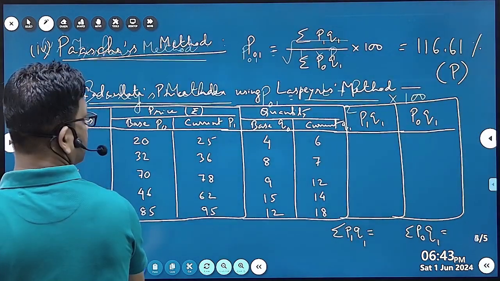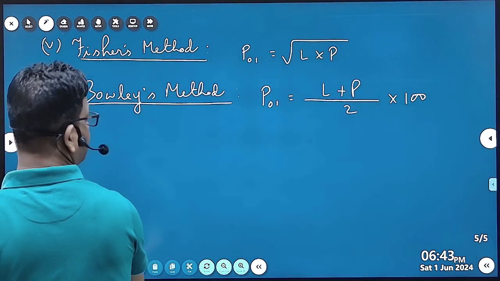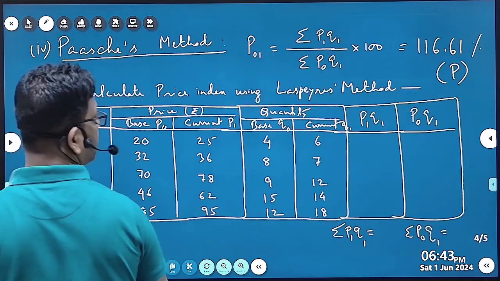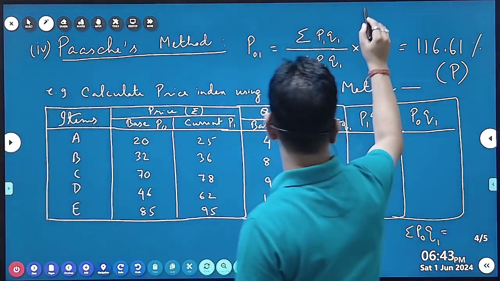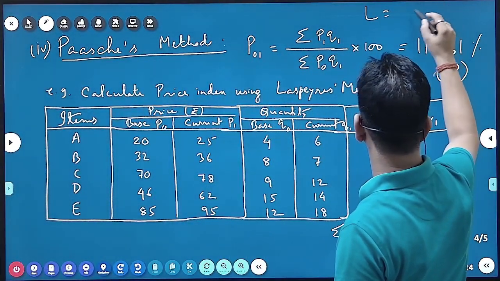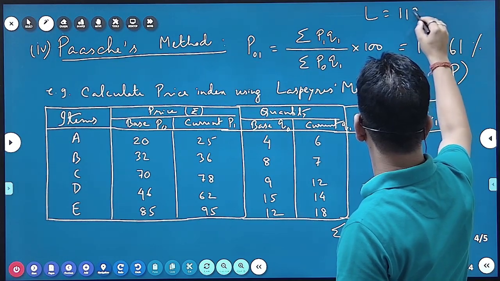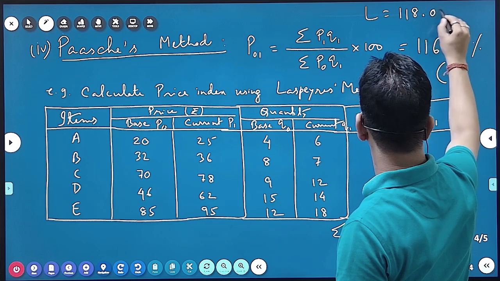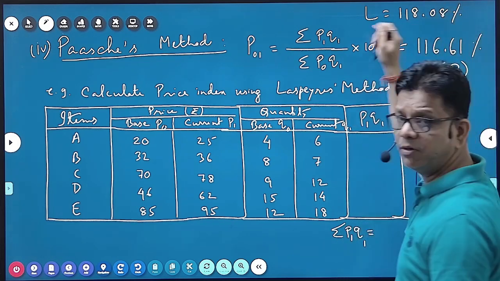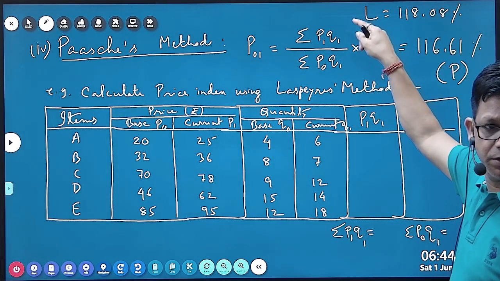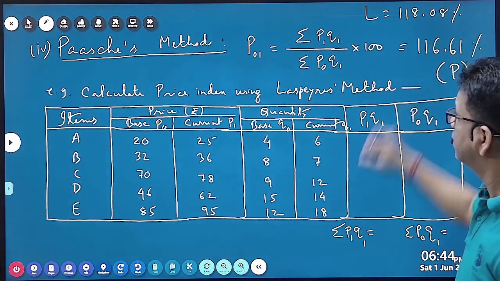Can you tell me how much you got while doing the previous one by Laspeyres' method? L, how much did you get there? 118.08%. Okay. Do you remember what this is? The third method, Laspeyres' method, here by Paasche's method.